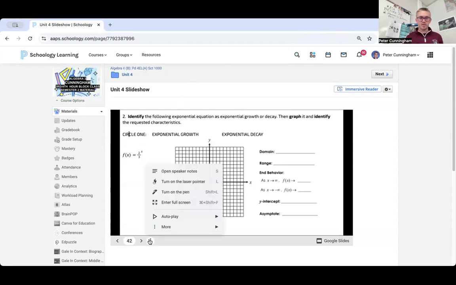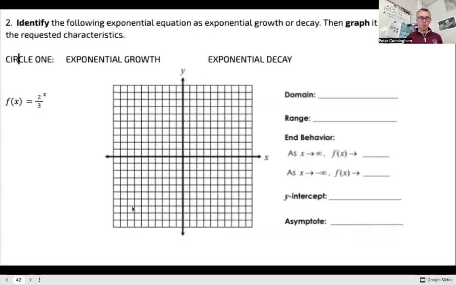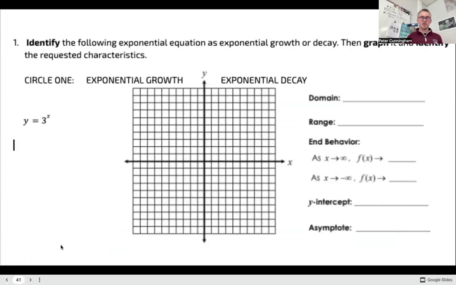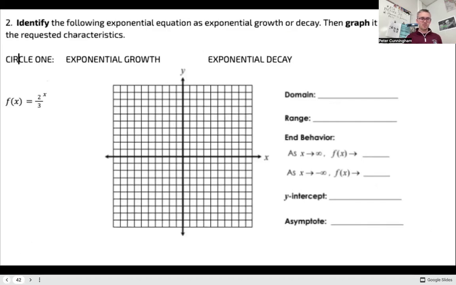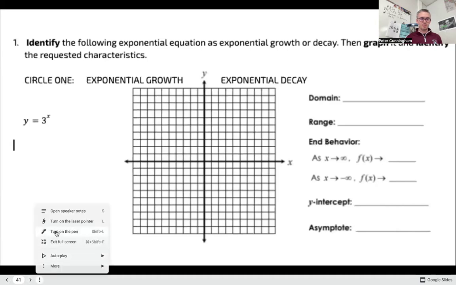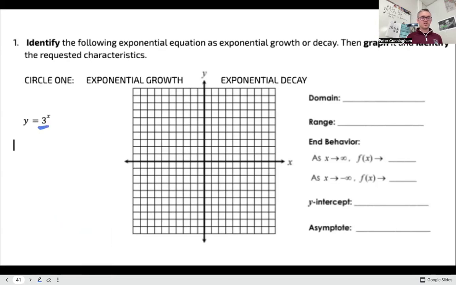Okay, remember, pause, rewind, go slow, go fast, do what you got to do to be as successful as possible on this upcoming test. Okay, so if I look at this, 3 to the power of x, I've got to turn my pen on so I'm not changing slides every time I go to write something. Okay, 3 is your base, the base is more than 1. So we're going to have growth here.